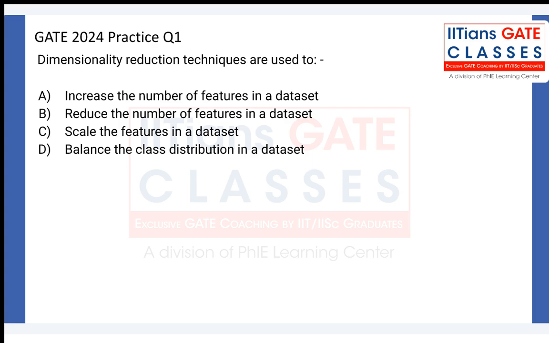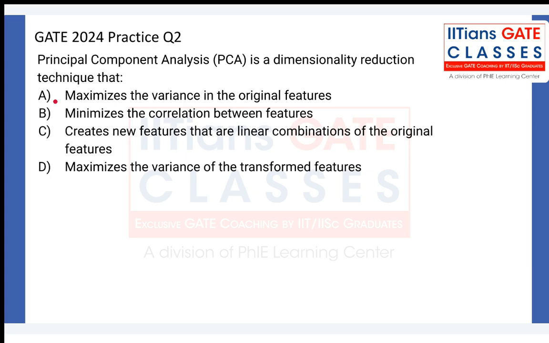So dimensionality reduction techniques are used to do what? They are used to reduce the number of features in the data set. Easy, right? PCA is a dimensionality reduction technique, and there could be more than one option correct. Please take some time.